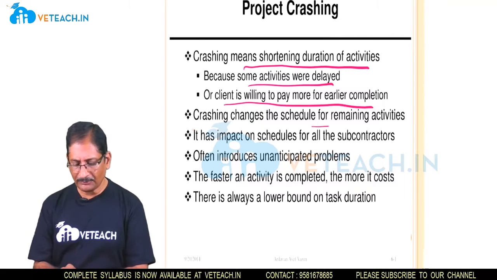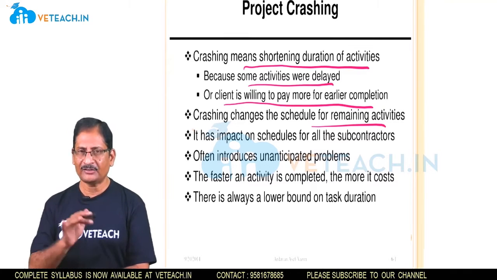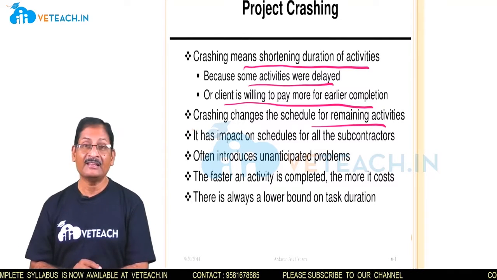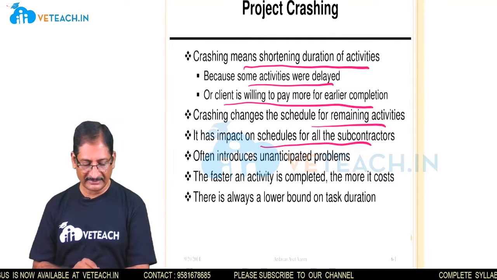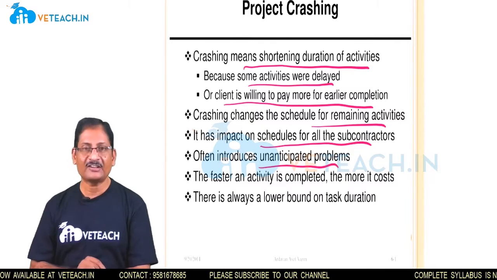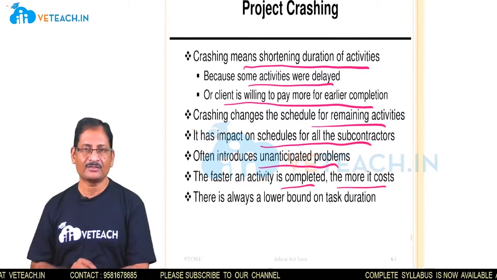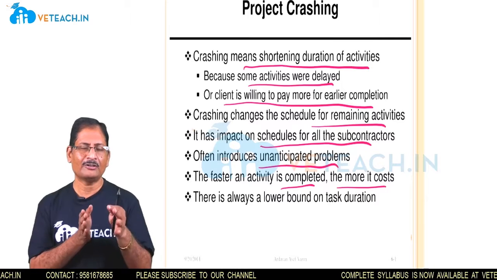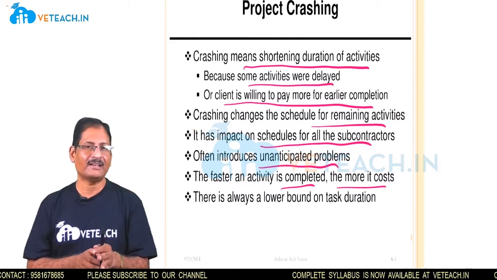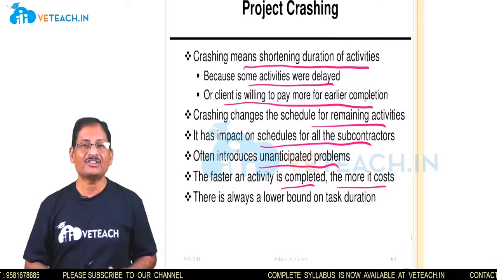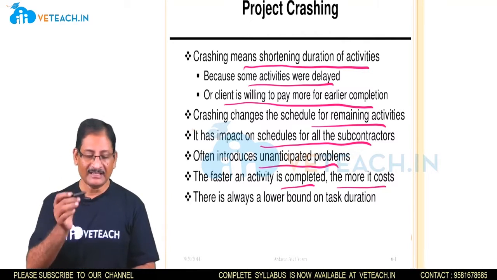Crashing changes the schedule for remaining activities. Whenever crashing takes place, it automatically reflects in the schedule of the other activities. It has impact on schedules for all subcontractors, often introduces unanticipated problems, and the faster an activity is completed, the more it costs. So generally, when you are going to complete the project in 10 days, but the client is asking you to complete it in 5 days, you have to deploy additional resources and you have to spend more. So automatically the cost of the project will be escalated.